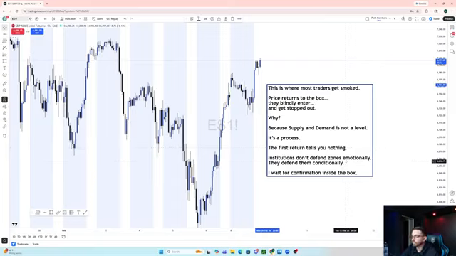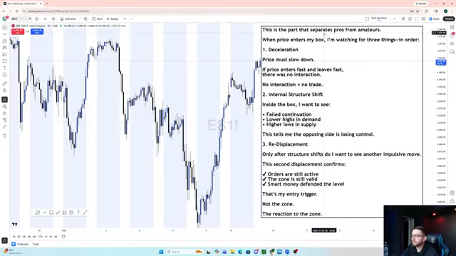Institutions don't defend zones emotionally, they defend them conditionally. So you want to always wait for confirmation when we hit these zones. And this is the part that separates pros from amateurs. When price enters my box, I am watching for 3 things in order. First is going to be deceleration. Price must slow down. If price enters the zone fast and leaves the zone fast, there was no interaction. If there's no interaction, then there's no trade.